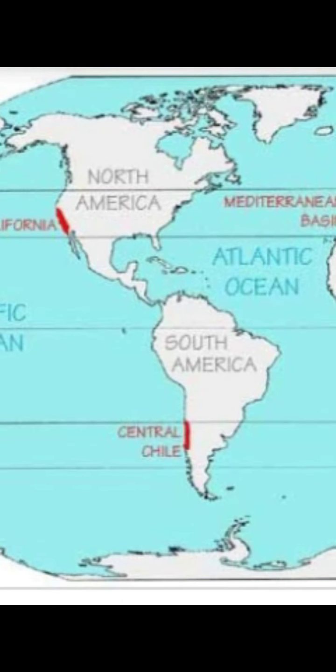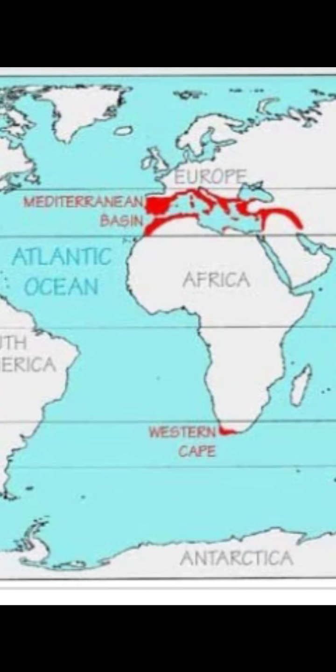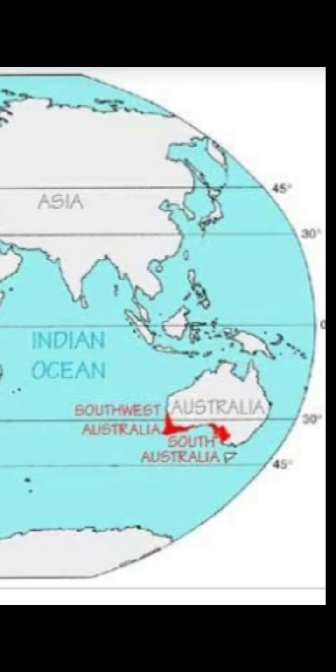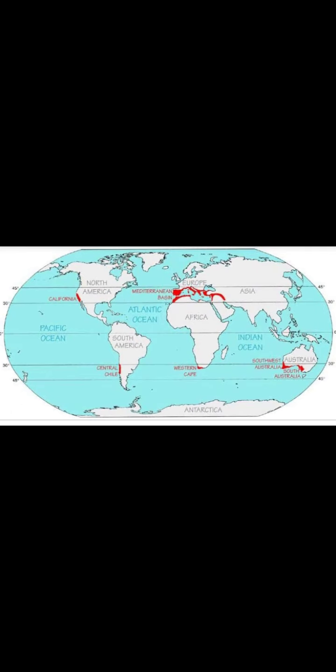Then we find it in central Chile, in South America. Then we will look at the Western Cape of South Africa, and then the southwest of Australia as well. These are the regions of the world where this kind of climate is found.